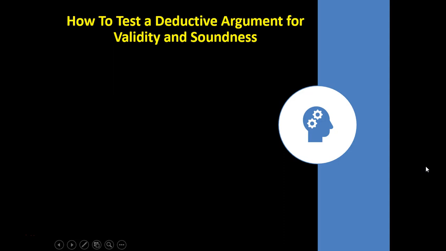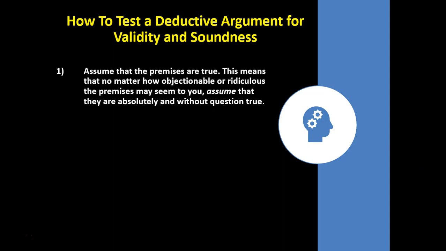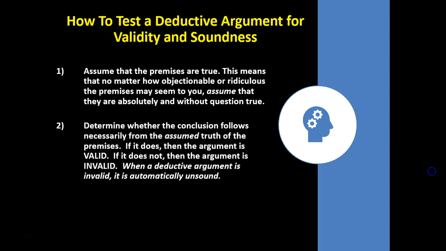So here's how you test a deductive argument for validity and soundness. We'll go through the steps, and then we'll just apply this, right? So first, assume that the premises are true, and that means that no matter how objectionable or ridiculous or just outright false the premises may seem to you, just pretend like they're true for a minute, right? Don't take issue with truth and falsity at first. Just go, okay, I'm going to go with this for a minute. I'm going to assume the premises are true.